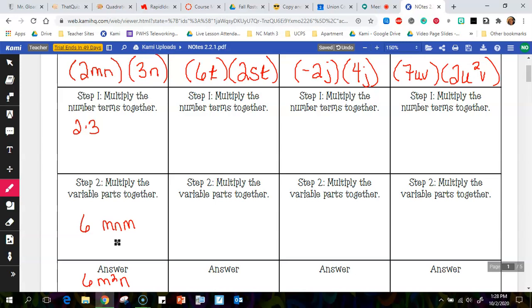Okay, multiply the number terms together. 6 times 2. Okay, so bring that down. That's 12. And then t times s times t, and then combine those if you can. T times t is t squared. So that's going to be 12st squared.